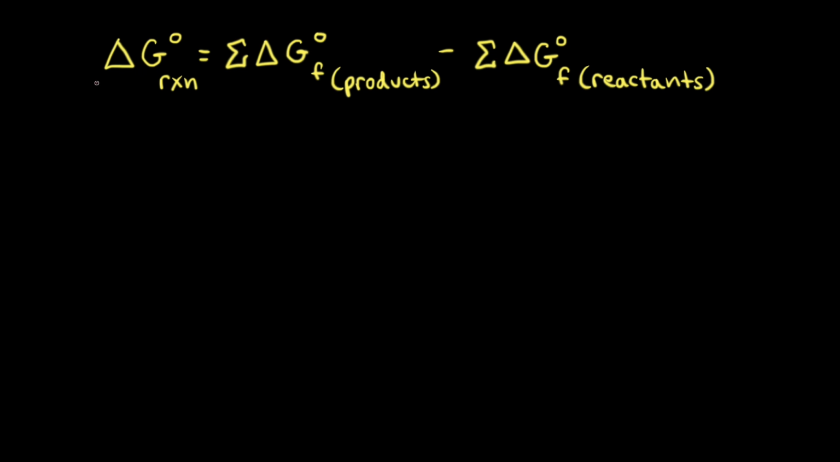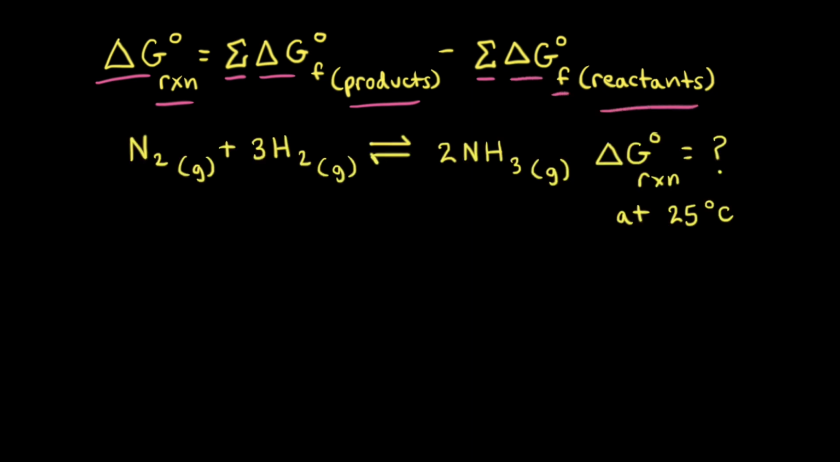The standard change in free energy of a chemical reaction is equal to the sum of the standard change in free energy of formation of the products, and from that you subtract the sum of the standard change in free energy of formation of the reactants. For our reaction, let's look at the synthesis of ammonia gas from nitrogen gas and hydrogen gas. Our goal is to calculate the standard change in free energy for this reaction at 25 degrees Celsius.